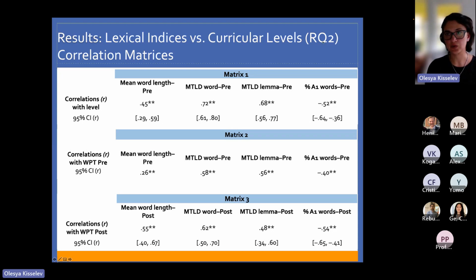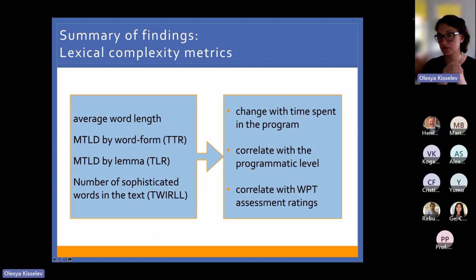So I should have said research question 2 and research question 3, because I do have correlations for proficiency here as well. If we correlate with proficiency, that ACTFL-based evaluation of whether this person belongs to intermediate or intermediate high or advanced low level of proficiency, these global assessments also correlate with our lexical indices. So in the end, even these 4 straightforward base level lexical indices change with time spent in the program. They correlate with programmatic levels, and they correlate with assessment ratings.